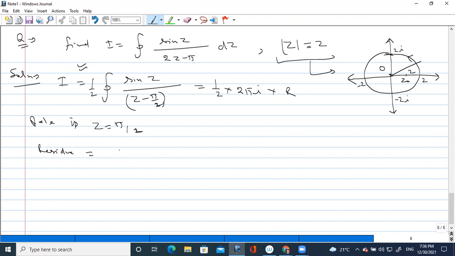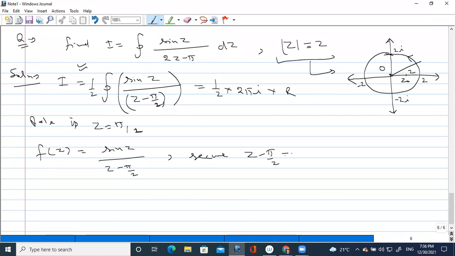So Z0 is lying here, so definitely you can find out the residue. Because it is a simple pole, many methods you can apply, whether you find out the Laurent series method. Okay, so that also will work, so that will be simple. So f(Z) is sin Z divided by Z minus pi by 2. For that I am finding, remember, this is my new function now. I want the series in terms of Z minus pi by 2.